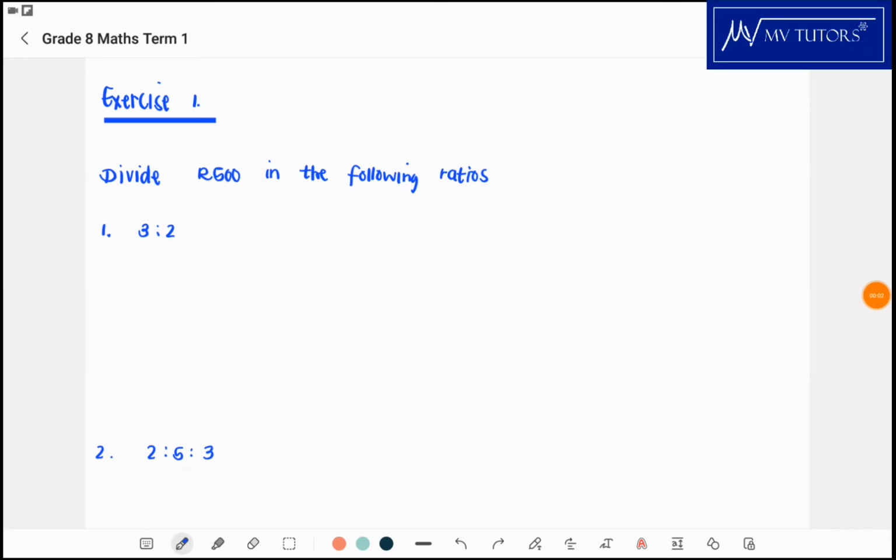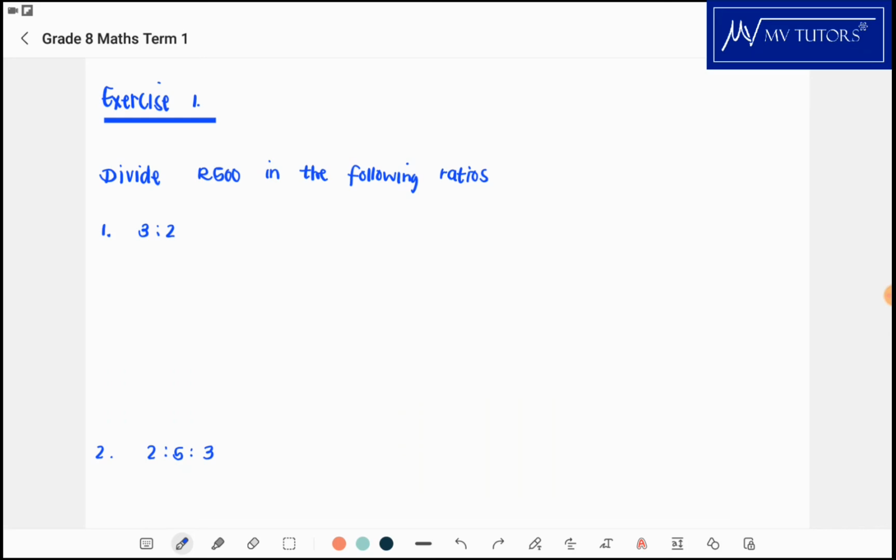So the question says, divide 500 in the following ratios. So you must try it first. Pause this video, try it yourself, and then we're going to do it together. Okay, so you'll just mark yourself. All right, so now we have a 3:2 ratio.